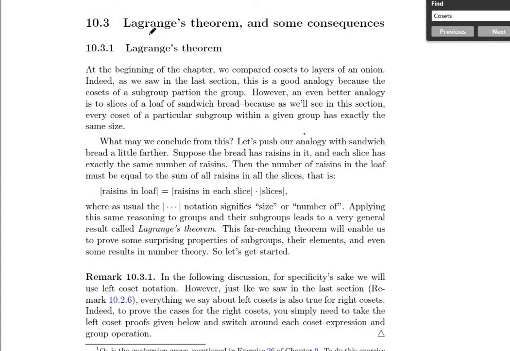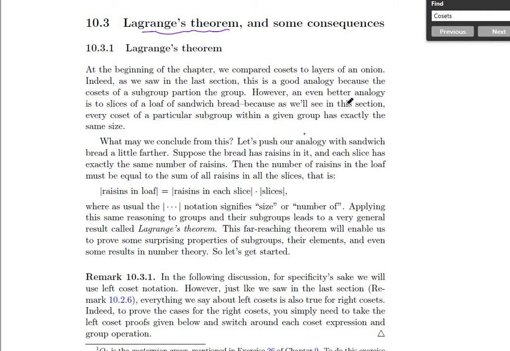Okay, in this section, we're going to stretch your capacity for visualization. We're going to talk about Lagrange's theorem, which takes this idea of layers one step further. At the beginning of the chapter, we compared cosets to layers of an onion. But an even better analogy is to slices of a loaf of sandwich bread.